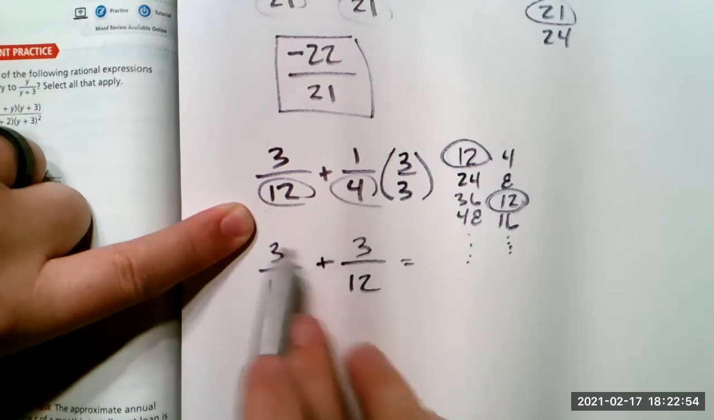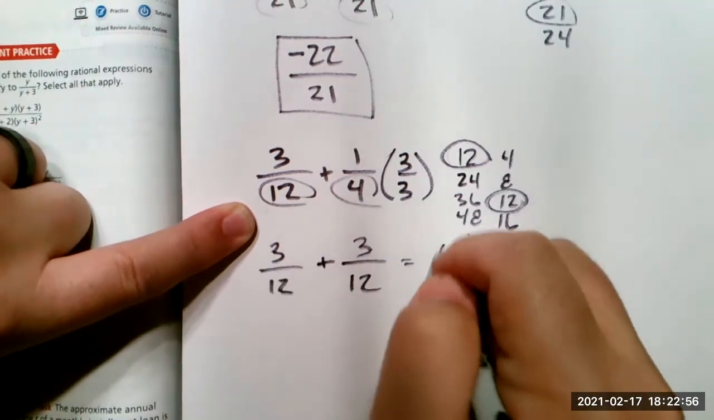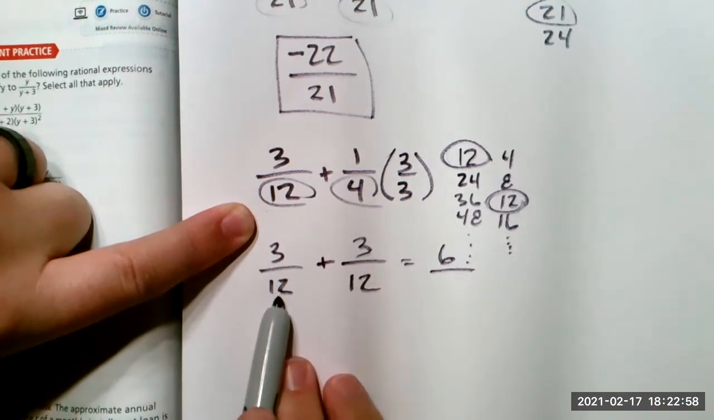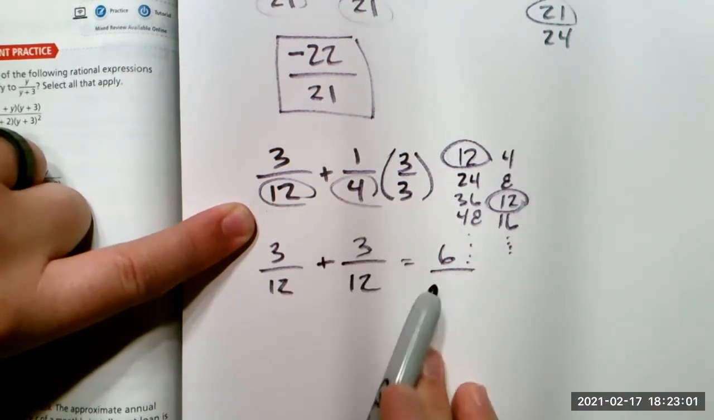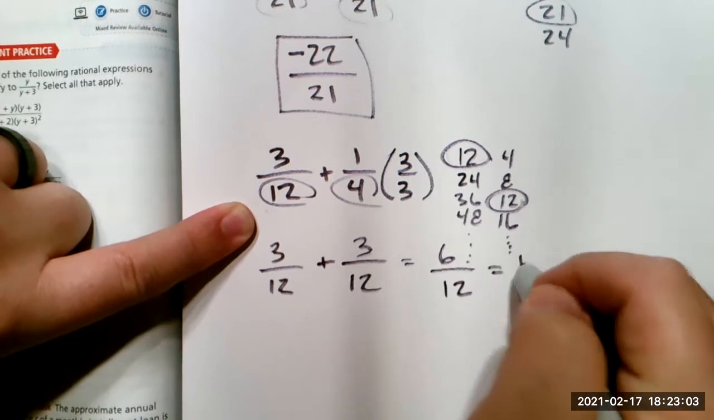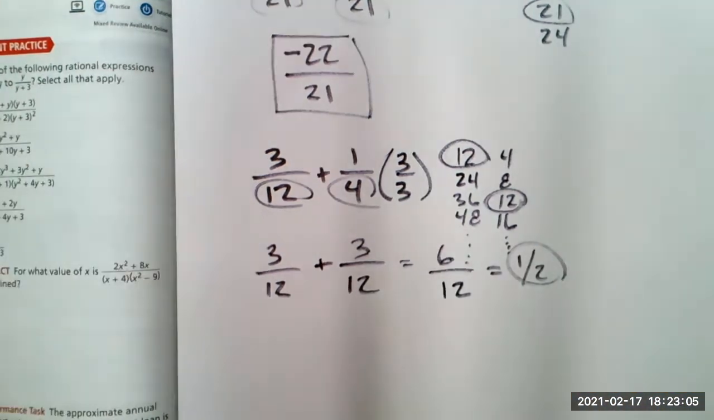So now I can add my numerators. 3 plus 3 is 6. And again, don't forget, when you're adding these fractions, the denominator stays the same. So that can reduce down to 1/2.